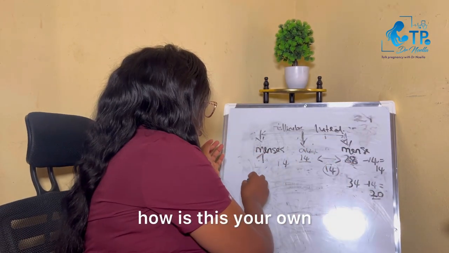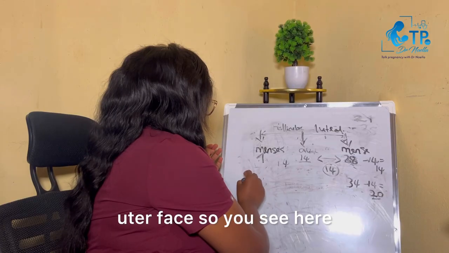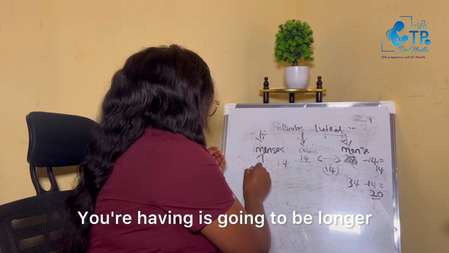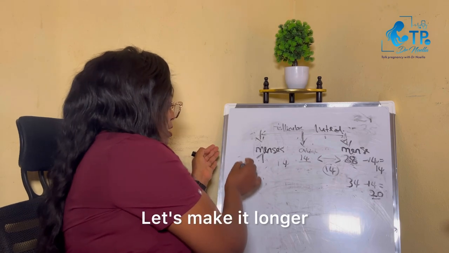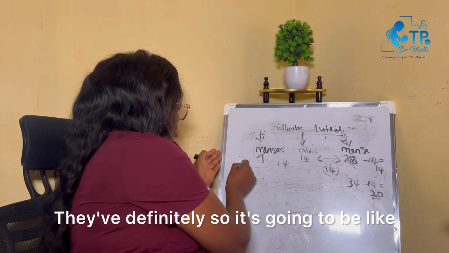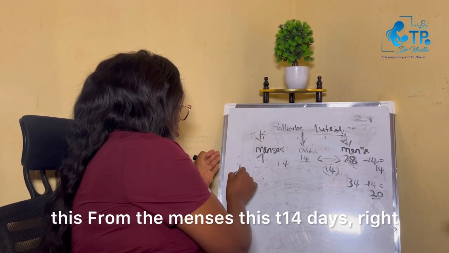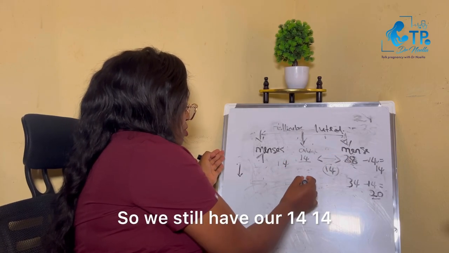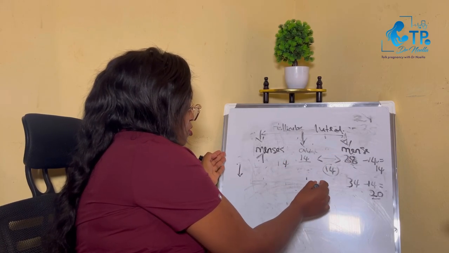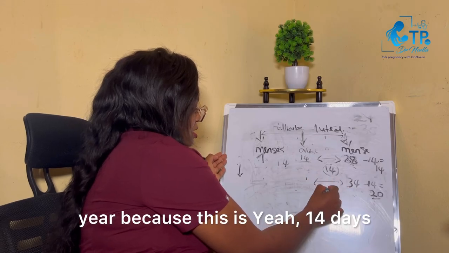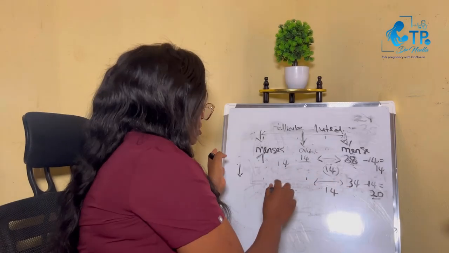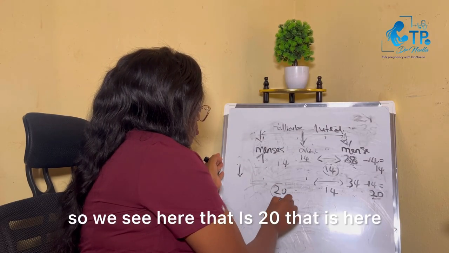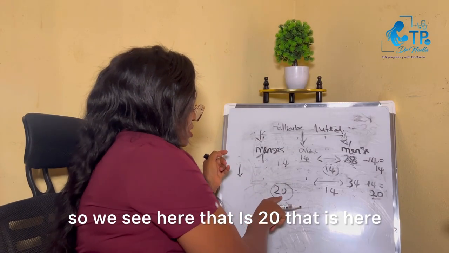So you see here that your follicular phase is going to be longer. Let's make it longer, definitely. So it's going to be like this from the menses, and this luteal phase is still 14 days, right? So we still have our 14 days. So 34 minus 14 is 20. So we see here that it is day 20 that is here.